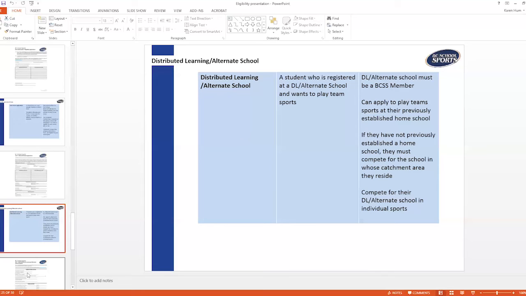The only exceptions we ever see is in some cases the distributed learning school might be in a different zone than where the student resides. Then there would be difficulties for them to qualify for zone or provincial championships without their parents having to travel to that zone to do the qualification. In those cases, we have allowed them to participate, for instance, in an individual track meet, but they can't participate in relay events for that school, just individual events when that exception is granted.